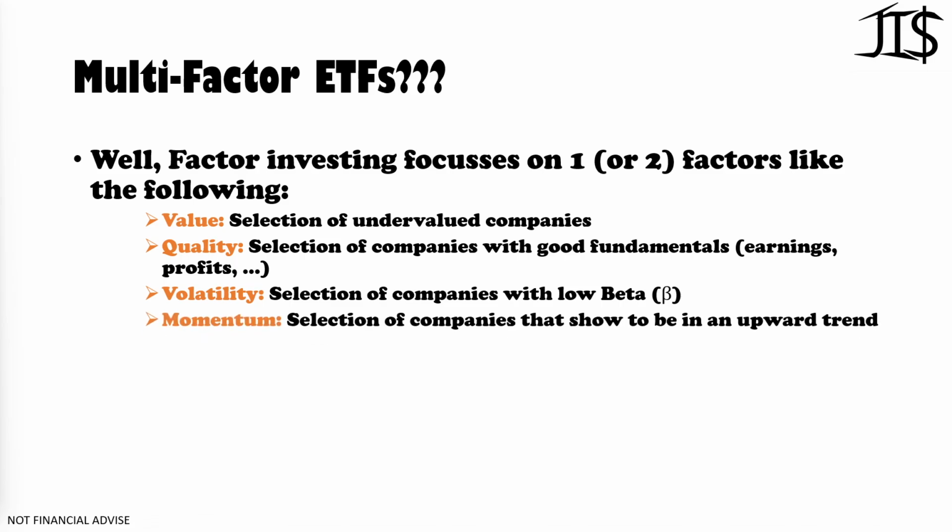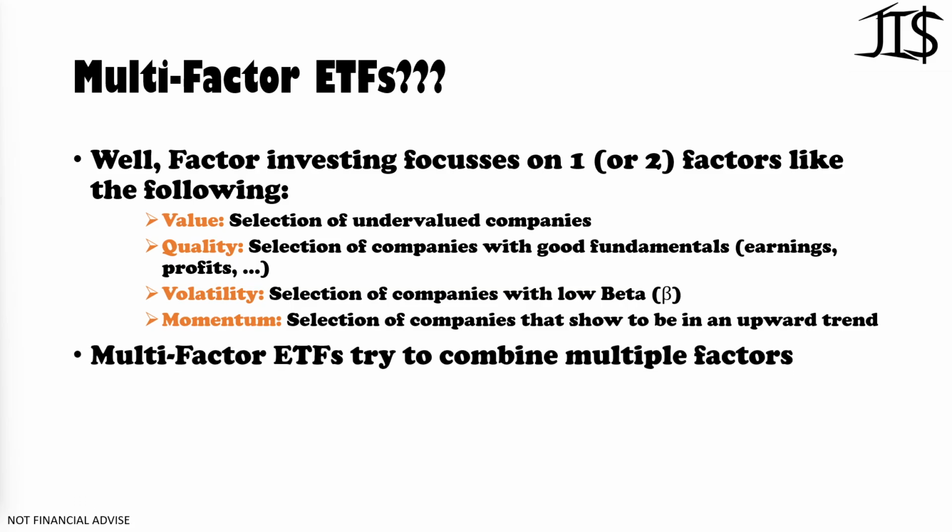Then you also have momentum investing, where you try to select companies that are in a good flow, and right now it can be that your ETF is focusing more on companies that are dealing with artificial intelligence, and artificial intelligence is in an upward trend right now. So when your ETF is augmenting the percentage of companies that invest in artificial intelligence, your ETF is a kind of momentum factor ETF. And multi-factor ETFs, they try to combine multiple of the above factors.